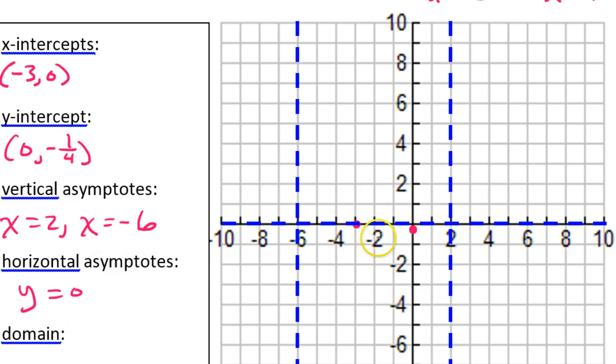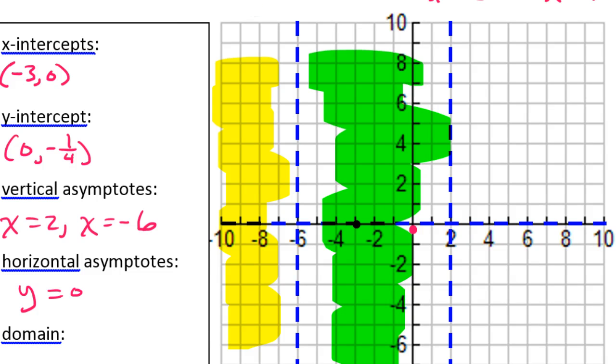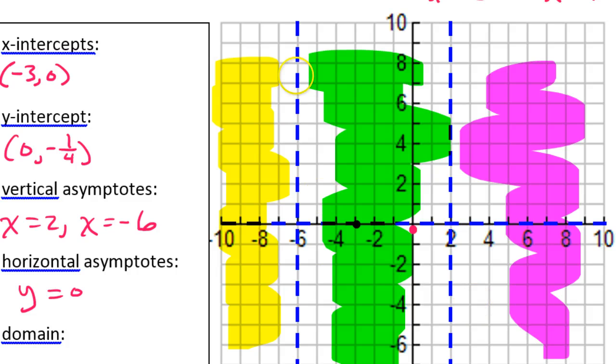Okay, so I'm going to need more points to graph now. So I have 3 zones at this point. I've got this zone over here on the left, I've got this zone here in the middle, and I've got this zone over here on the right-hand side. The zones are separated by the vertical asymptote. So I need to pick at least 3 points in the yellow zone, at least 3 values in the green zone, and at least 3 points in the pink zone. All right, so that's where my head's at.